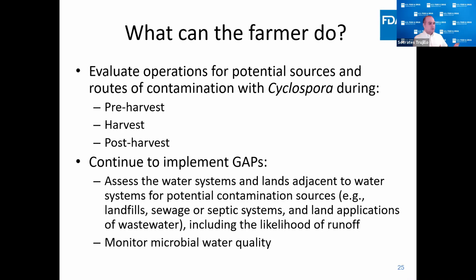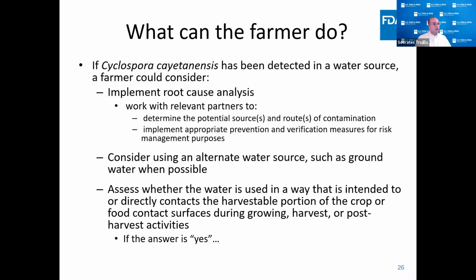through landfill, sewage, or septic systems. What is the likelihood of that occurring? And how can we reduce that for contaminating my produce when I'm working on the farm? And again, monitor the microbial quality of the water to make sure that there is not a source of contamination, and that's very, very important for farmers to do, as well as the packing houses.